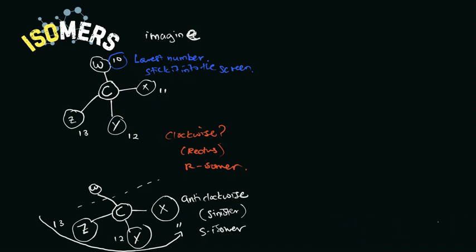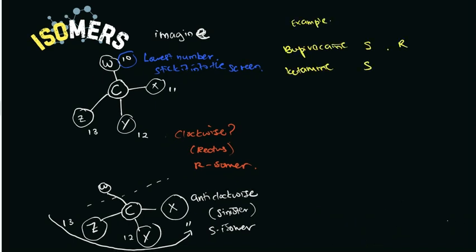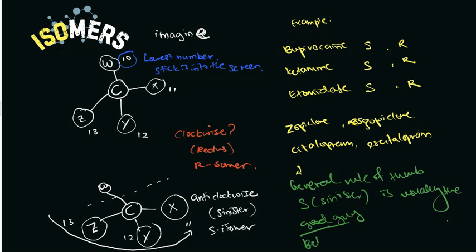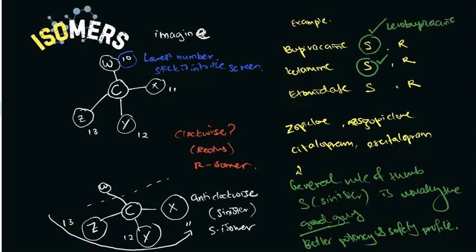There are a few important enantiomers in anesthetic practice. Examples are bupivacaine, ketamine, etomidate, all having S forms and R forms, as well as zopiclone, S-zopiclone, citalopram, escitalopram. General rule of thumb, the S form, or the sinister, is usually the good guy, contrary to the name of it being sinister. It usually has better potency and safety profile. Examples of these are S-bupivacaine or levobupivacaine, and esketamine. They have better safety profile.